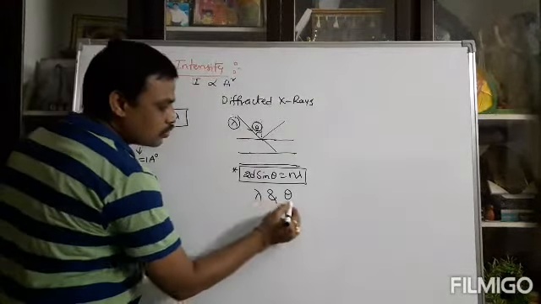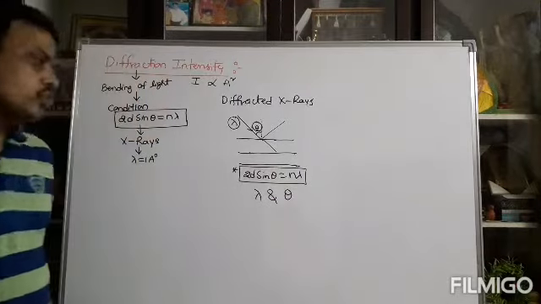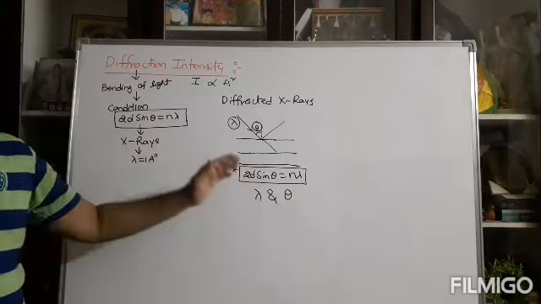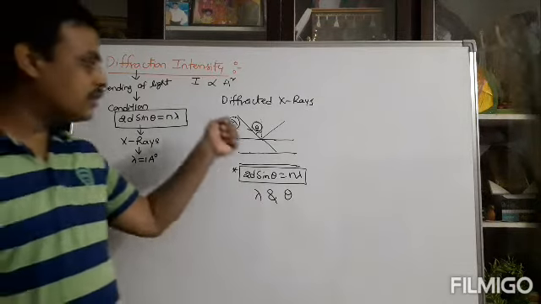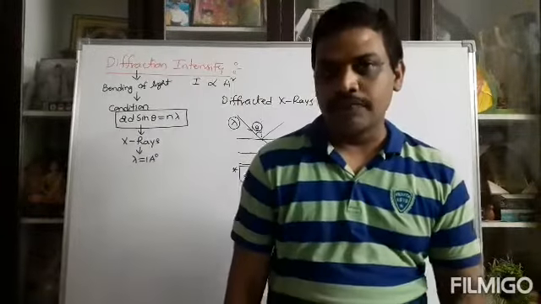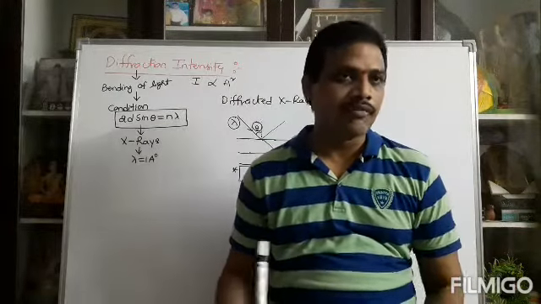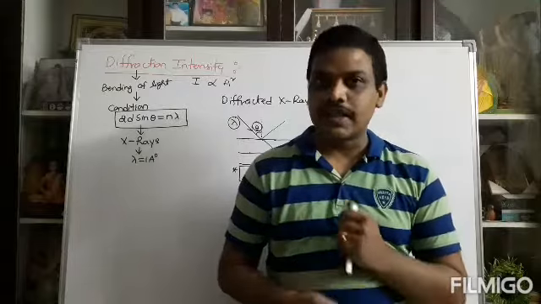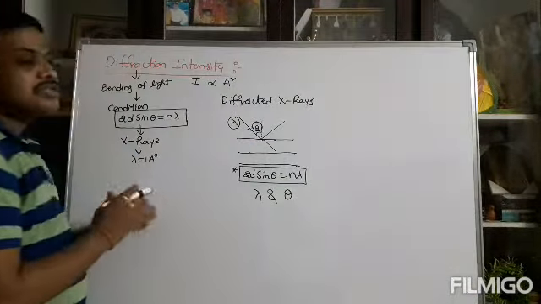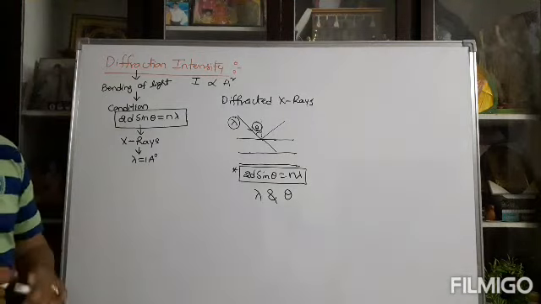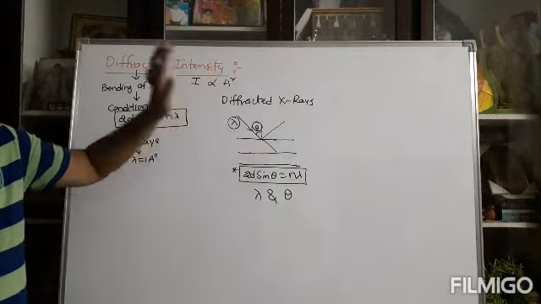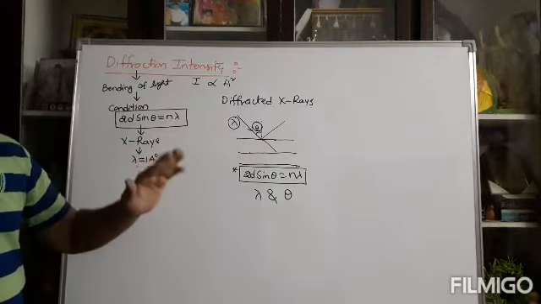So based on these two factors, the diffraction condition is obeyed. Once the diffraction condition is obeyed, at that condition the diffraction pattern is observed. Based on the diffraction pattern, you can determine the structure of the crystal. But not every angle, or every wavelength of the X-rays, obeys the diffraction condition.